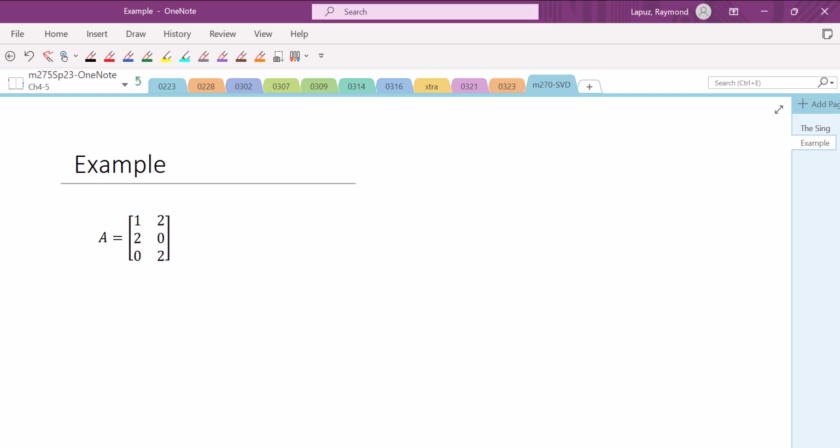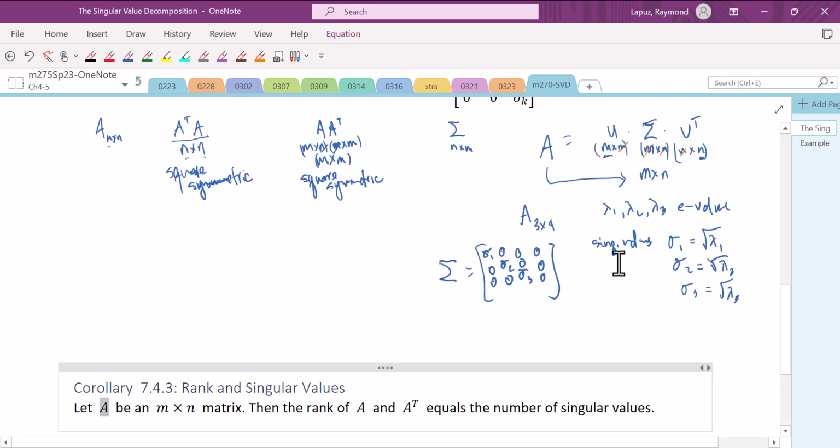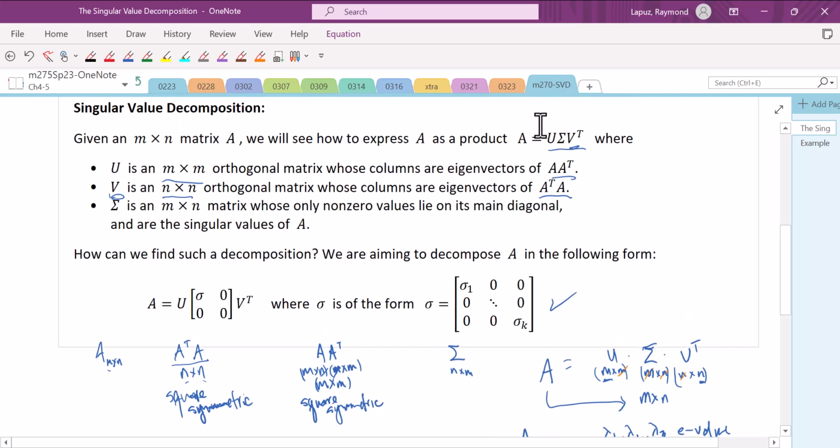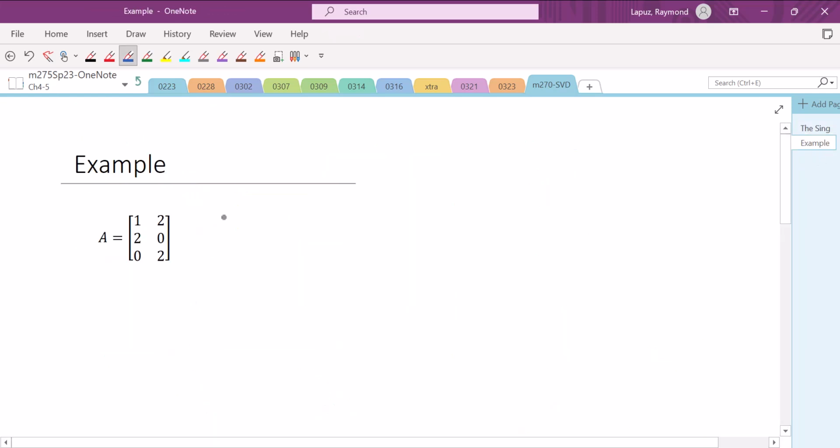Let's find out the couple of things that we need to find out. So what do we need to find out? We need to find out A and A transpose, and then we need to multiply that both ways. So let's first find A transpose.